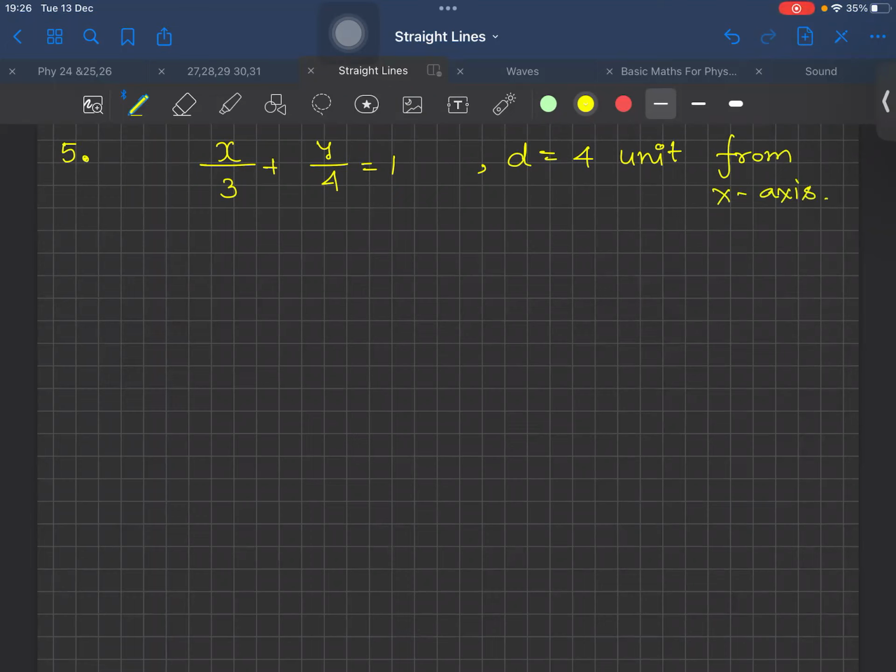Solve it. That means here, if you compare x upon a plus y upon b is equal to 1, that means a is 3 and b is 4. X and y intercept is given. Now find out.